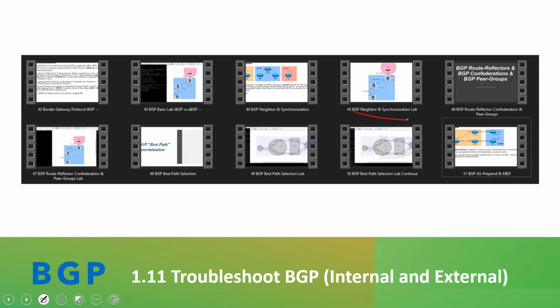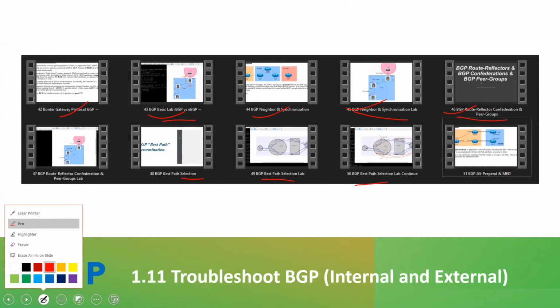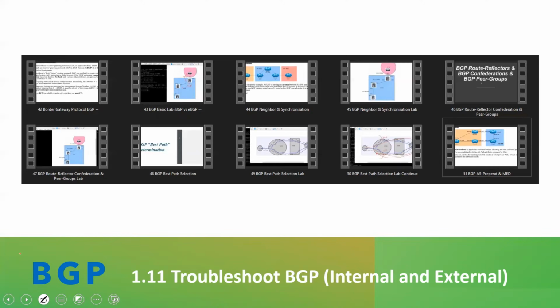So there is a lab related to synchronization, a lab related to IBGP and EBGP, a lab related to route reflector configuration and peer groups, and a lab related to best path selection as well. So if you complete all these videos, you can see the number of videos: 1, 2, 3, 4, 5, and 5 plus 5, 10 videos. That means you will be very good at knowing BGP technology, and you will be very good at troubleshooting as well, because in the lab section you'll find that I have done path manipulation.